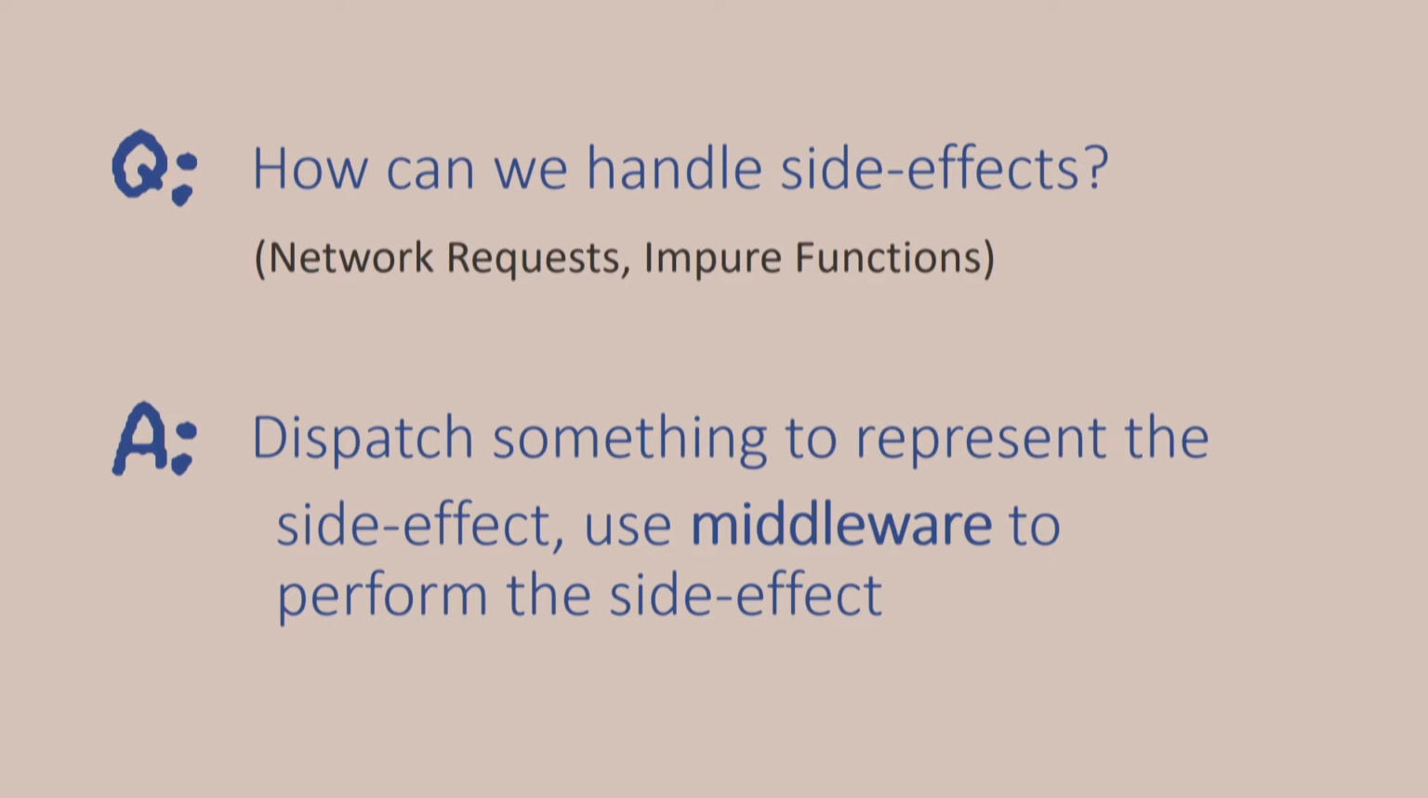So if we're building a Redux application, how do we handle side effects? How do we make network requests? If a user clicks a button saying, load me some tweets, how do we do that? What we're going to do is dispatch something that's not an action, it just represents that we want to do something like that. And we'll have one of our middleware things perform the network request for us.